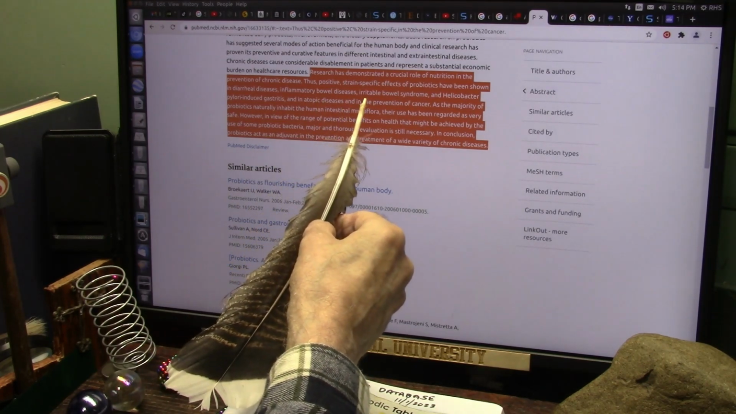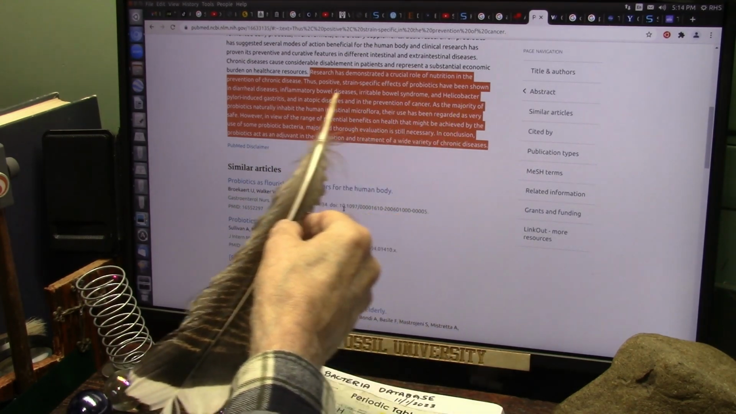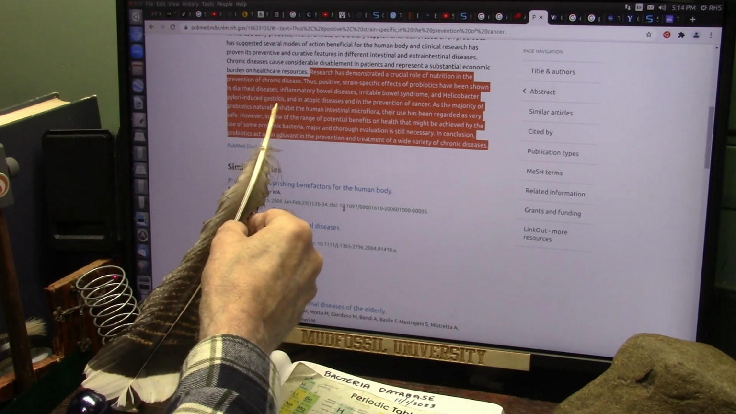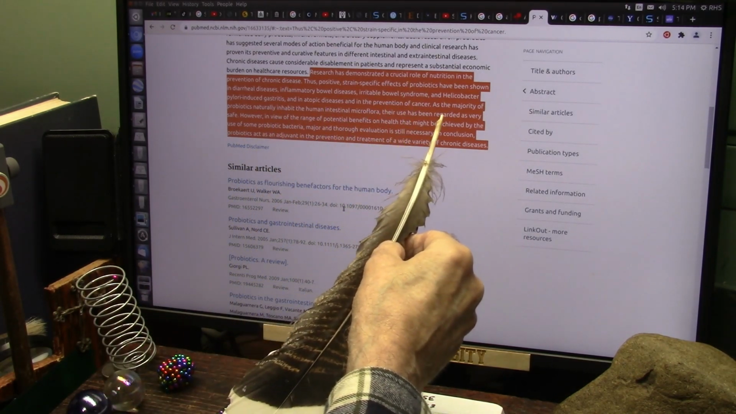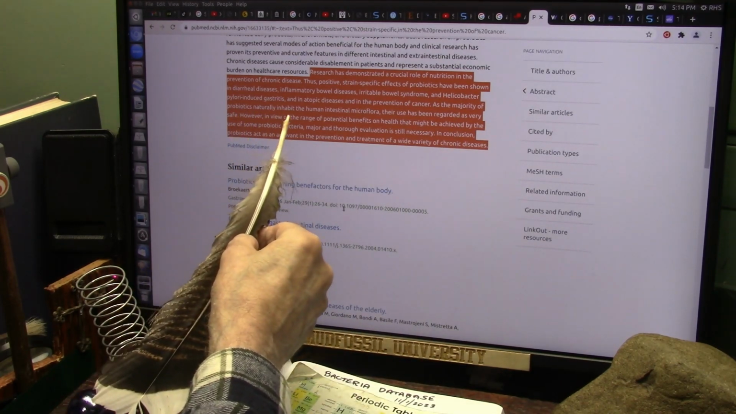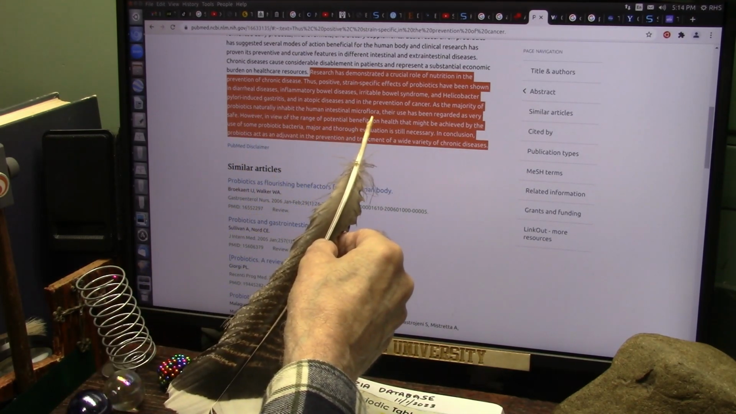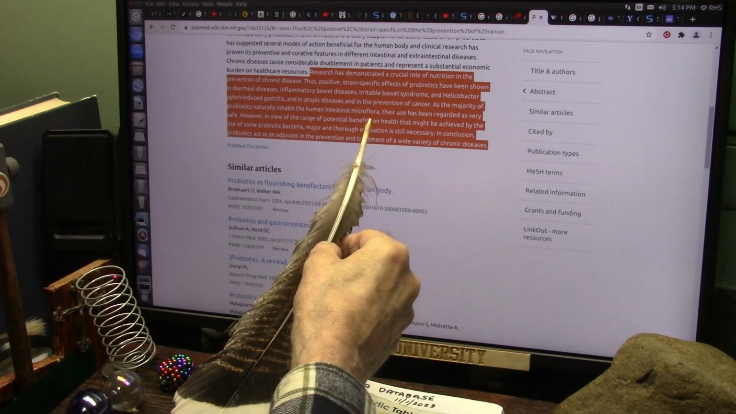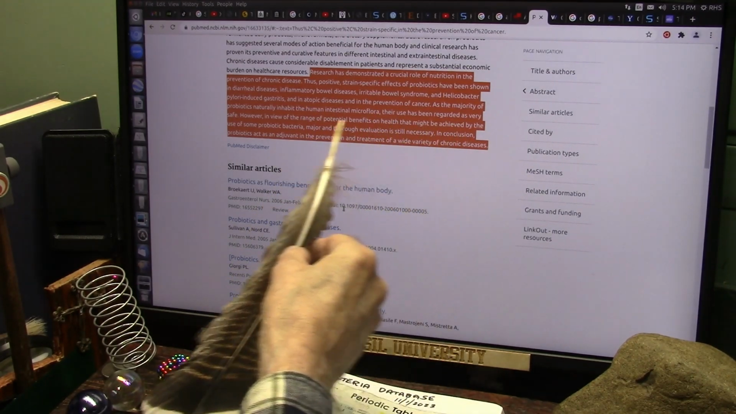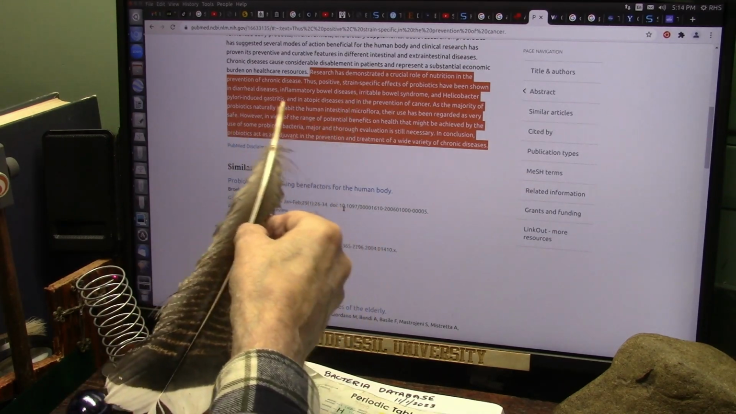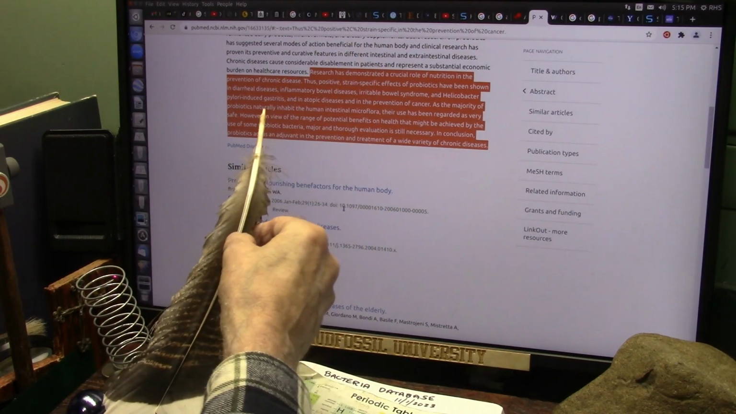Inflammatory bowel disease, irritable bowel syndrome, Helicobacter pylori-induced gastritis, atopic diseases, and the prevention of cancer, as the majority of probiotics naturally inhabit the human intestinal microflora. They're just naturally there in your intestines all the time. Their use has been regarded as very safe. So probiotics they think are pretty safe.